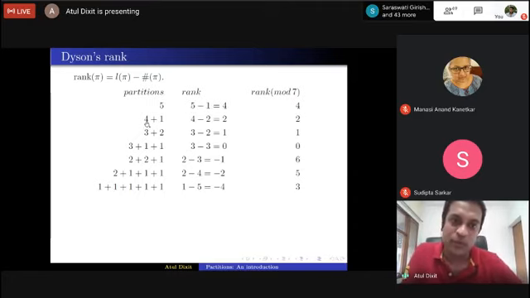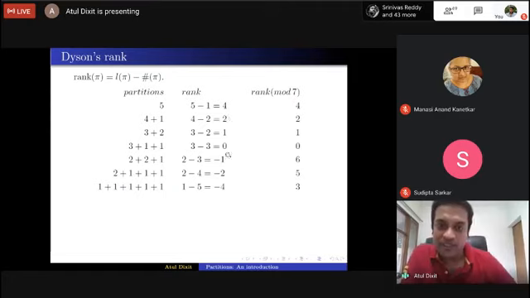The largest part is 4. The number of parts is 2. It's 2. Largest part is 3. Number of parts is 1. Here 3 minus 1 is 2, then 3 minus 3, 0. 2 minus 3, minus 1. 2 minus 4, minus 2. And 1 minus 5 is minus 4. Now if you look at all these numbers modulo 7, then you can see that every residue class appears one and only once.